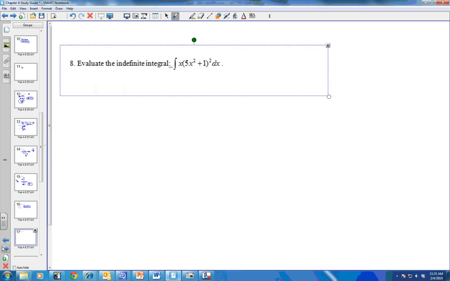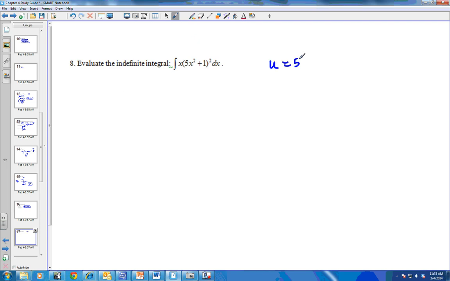That's okay. Number 8, evaluate the indefinite integral. So this is a u substitution problem. My u is going to be 5x squared plus 1. My du is 10x. I have my x, I'm missing my 10, so I can put my 10 there as long as I put the 1/10 out in front. So I have 1/10 u squared, because this was my u. Here's my du.